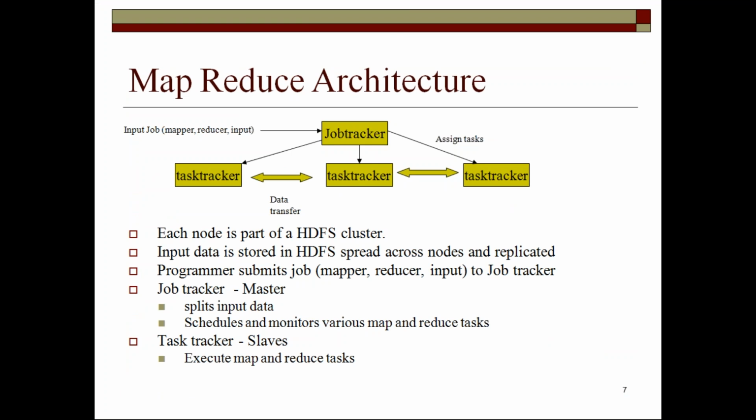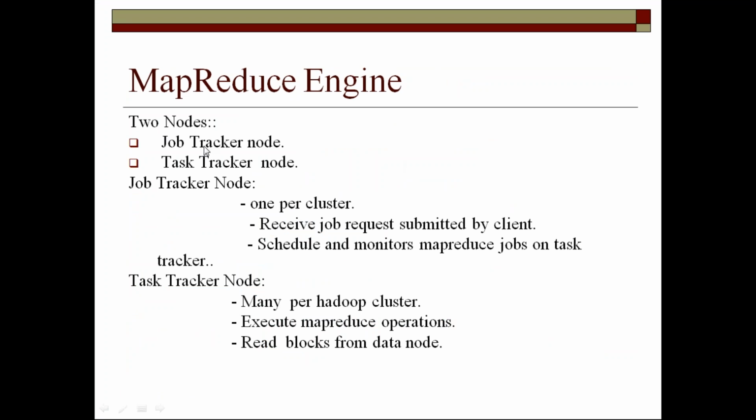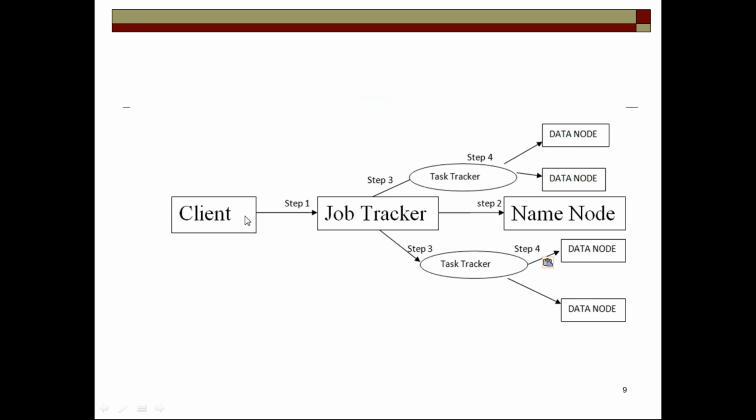Coming to MapReduce, the job tracker is one per cluster. It receives the job request submitted by the client, and schedules and monitors MapReduce jobs on the task trackers. Task trackers are many per cluster, and execute the MapReduce operations, reading the data from data nodes. Step 1, the client job goes to the job tracker. Step 2, the job tracker requests the master to get the information. Then the task tracker takes care of the processing on the data nodes.